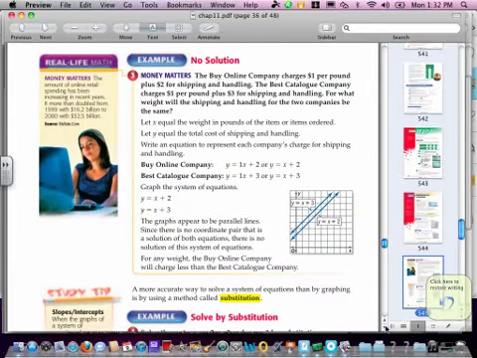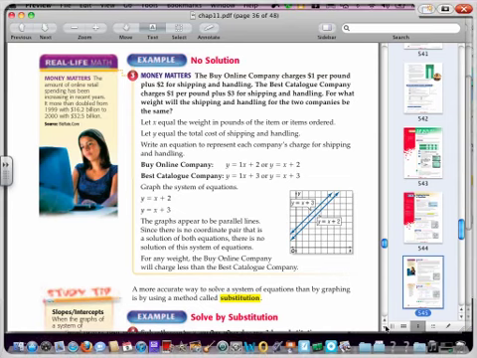Here's one. It says the Buy Online company charges $1 per pound plus $2 for shipping and handling. The Best Catalog company charges $1 per pound plus $3 for shipping and handling. For what weight will the shipping and handling for the two companies be the same? Well, here's my first equation. They charge $1 per pound. That's the 1x plus 2. The second equation, they charge $1 per pound plus the 3, so 1x plus 3.